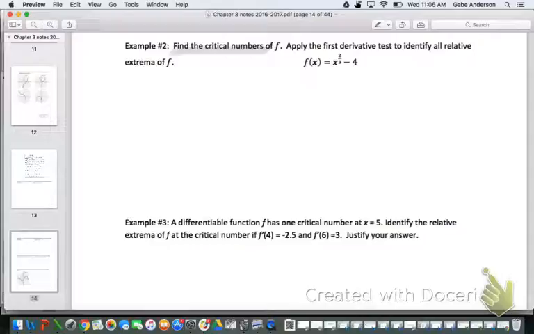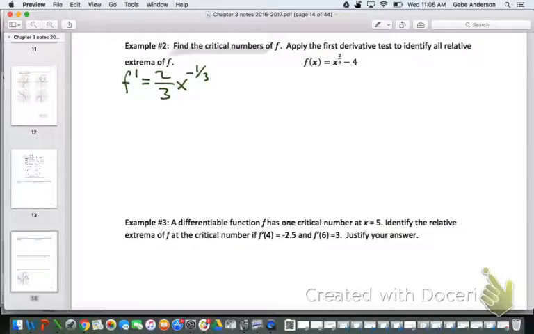Okay, so let's loop all the way back around and see if that makes sense. Do you guys all find f prime? So did you get f prime equals 2/3 x to the negative 1/3? Okay, so do we all agree on that for f prime? Okay, so Mandy, why do you say x equals 0 is a critical number?